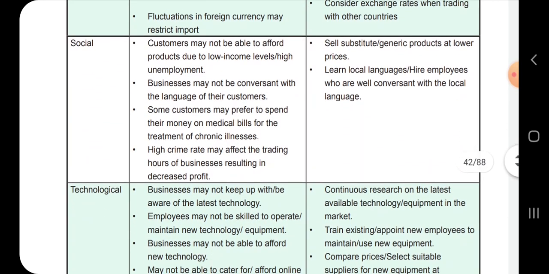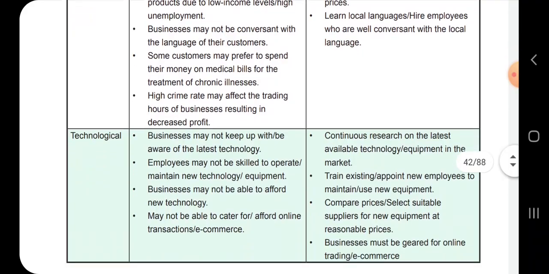And then we have social problems. Customers may not be able to afford products due to low income levels and high unemployment. So how can you solve that as a business? Substitute generic products at lower prices for those customers.